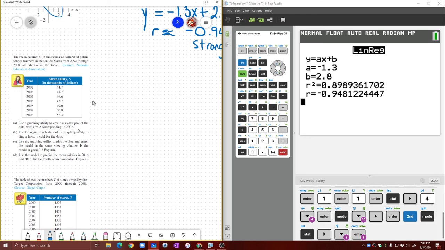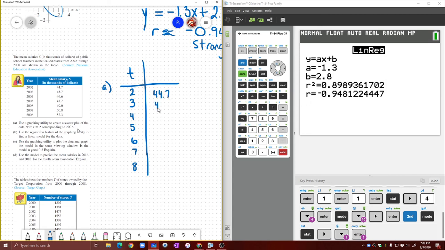So for part A, I'm going to rewrite the table so I have the way I'm going to enter my coordinates. 2002, I'm entering it as 2, which means 2003 would be 3, 4, 5, 6, 7, and 8. So those are going to be my quote-unquote x values. My y values, we're just going to keep as is.